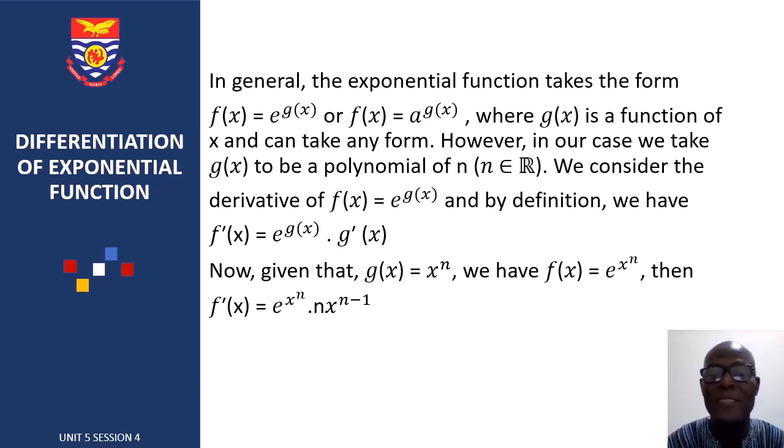Now, if we are given that our g of x is x exponent n, which implies we have f of x equals e exponent x exponent n, then the derivative of f of x is equal to: you find the derivative of x exponent n using the power rule, which gives n multiplying x exponent n minus 1. Then we use it to multiply the given function, which is e exponent x power n.